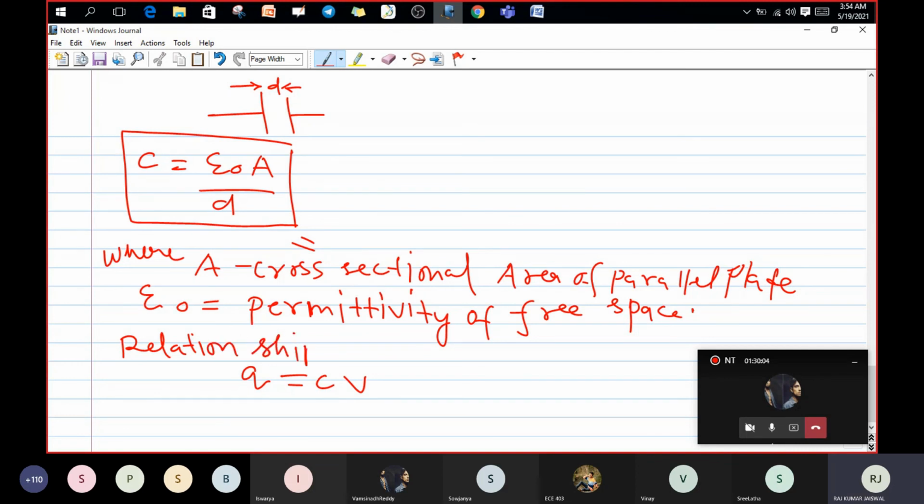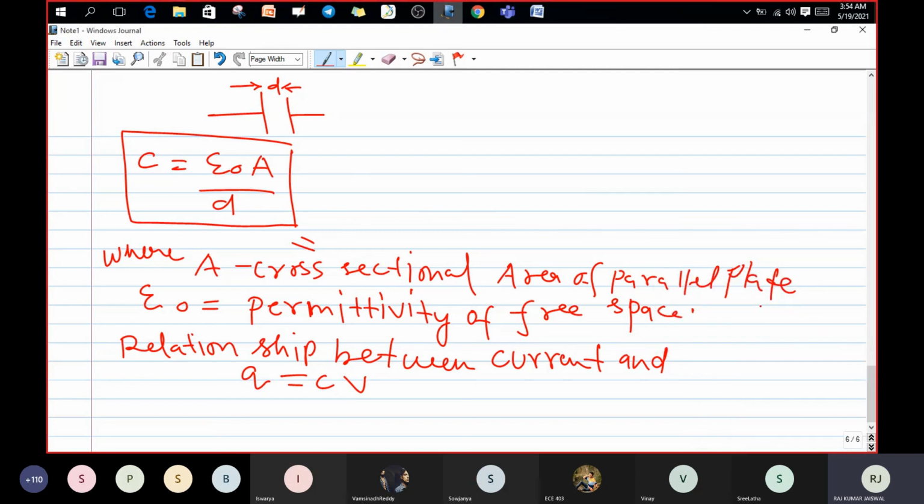Relationship between current and capacitor. Put this heading, guys. Relationship between current and capacitor. Okay? Putting the heading.